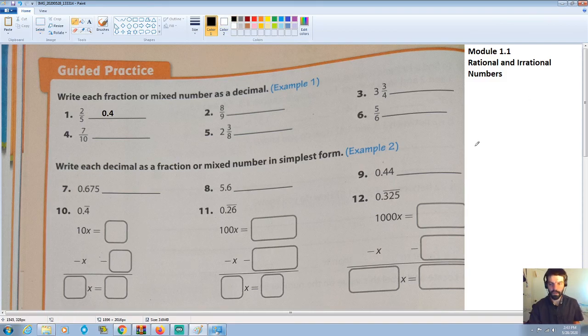So for number 2, we can use the same exact strategy. So again, remember, your dividend is the number that's being divided. That's going to be the numerator. And then the bottom number, the denominator, is going to be the divisor, or what's doing the dividing. So we're going to ask ourselves, how many times can 9 go into 8? And that's going to be 0 times.